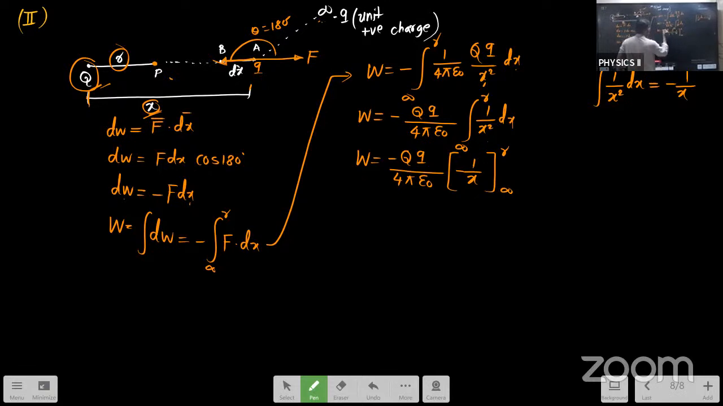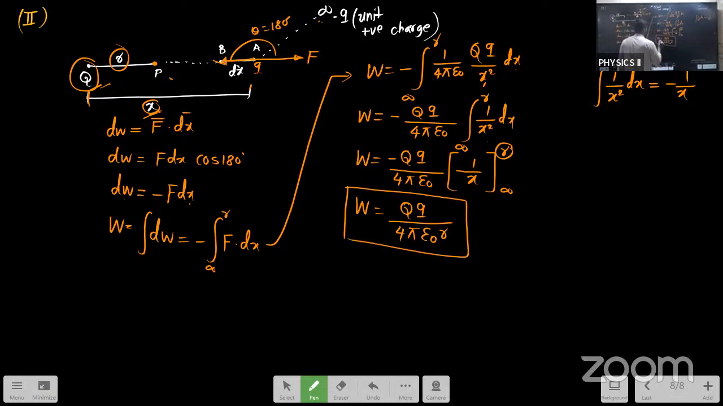Minus into minus will become plus. So W is equal to QQ divided by 4 pi epsilon naught. If I substitute the value of R in place of x, this will become 1 by R, and 1 by infinity will become 0. So I'm getting W is equal to QQ divided by 4 pi epsilon naught R. So this is the work done in bringing a unit positive charge from which distance?